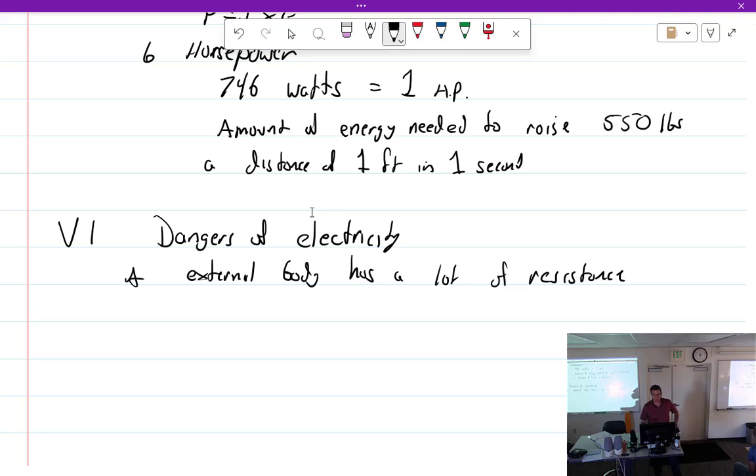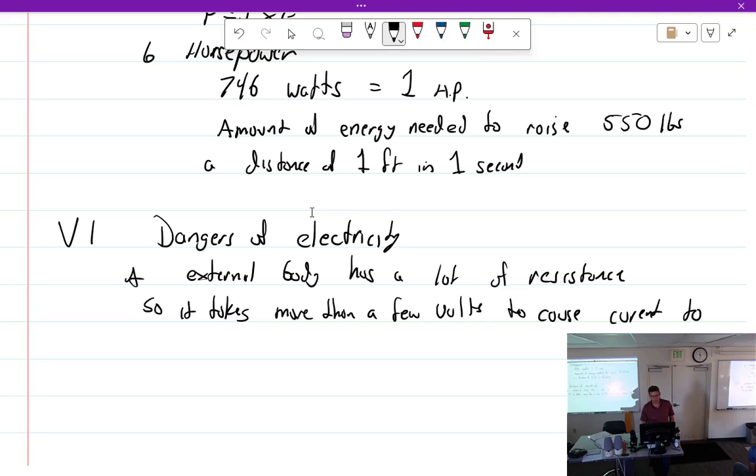Remember yesterday I told you to grab the things at the 10,000 scale range and check your resistance? So there you go, you did that. Did you write it down? It has a lot of resistance. So it takes more than a few volts to cause current to flow.